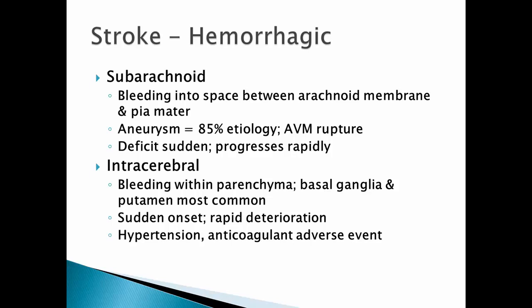With a subarachnoid hemorrhagic stroke, there has been bleeding into the space between the arachnoid membrane and the pia mater. So that's where the bleeding has occurred. In many cases, and in a vast majority of the cases, this is due to an aneurysm. When there is a rupture of an aneurysm, this increases the intracranial pressure, and the blood that has entered this space is an irritant.